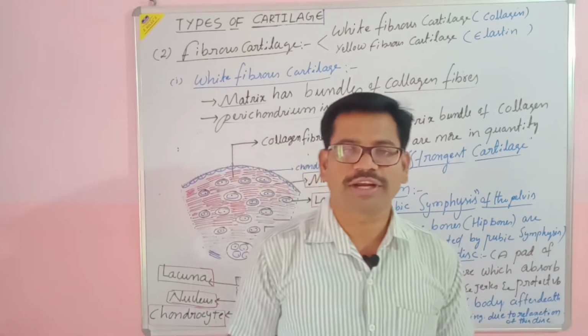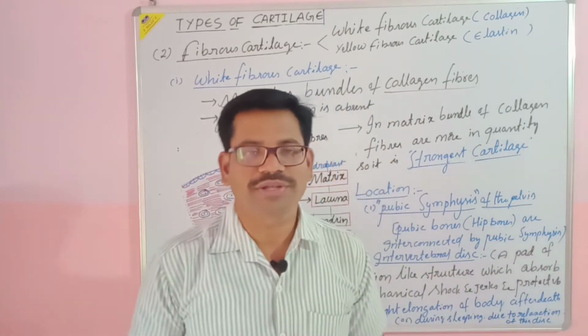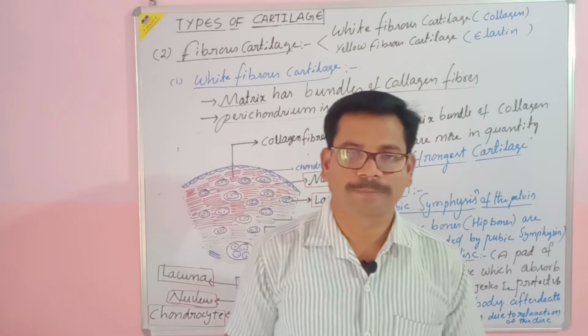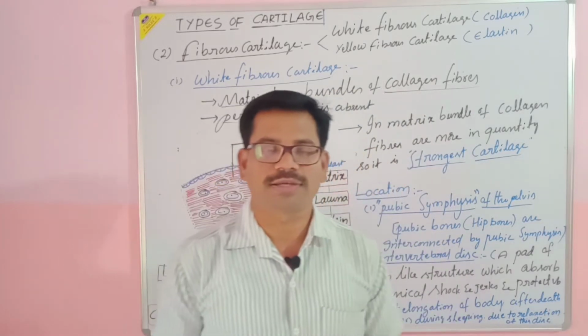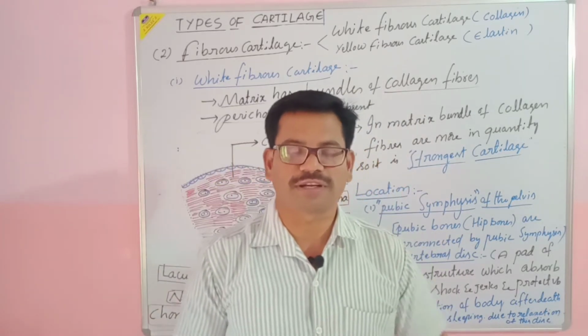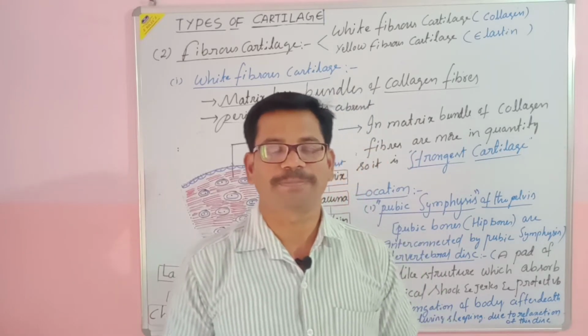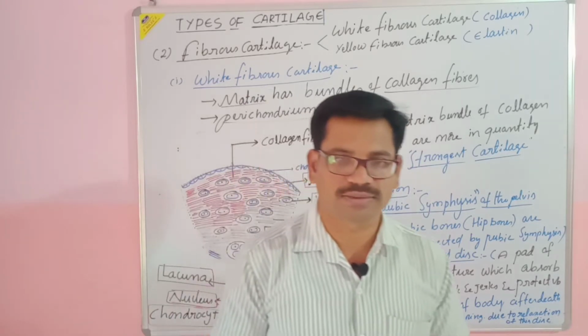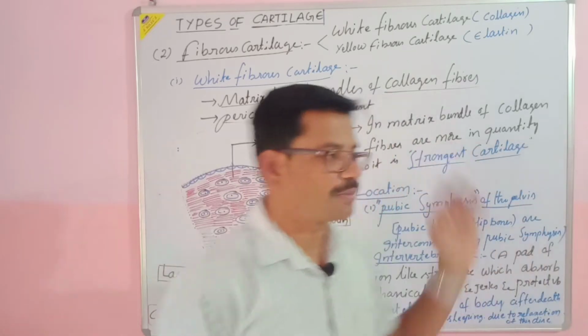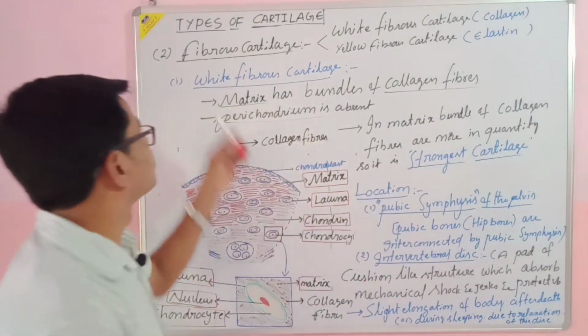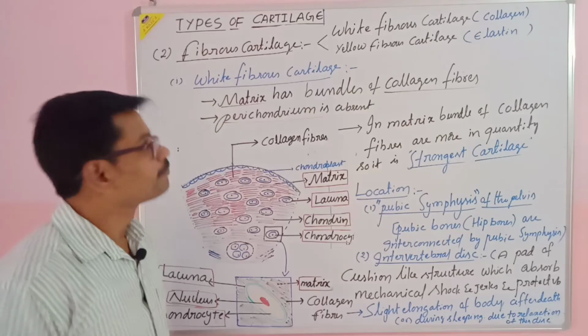Today we are going to learn a new lecture regarding cartilage. Basically, cartilage and bone are special types of connective tissues. In the last lecture, we talked about one type of cartilage, hyaline cartilage. Today, we are going to learn about the second type of cartilage, fibrous cartilage.